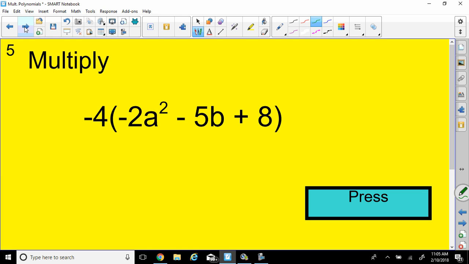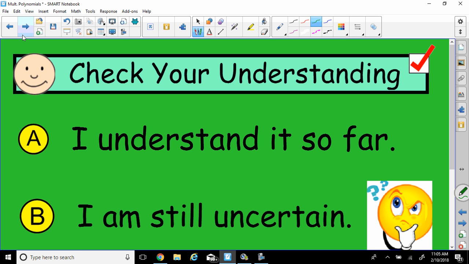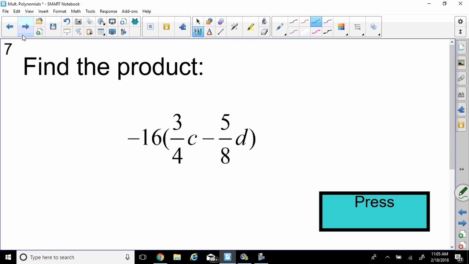Here's a question for you to try. Don't let the little exponent of 2 scare you. Just do your distributive property. Hope you understand what's going on so far. If you don't, write down your questions. Bring it in tomorrow. Rewatch the video if you have to, and we'll continue on. Hopefully you'll understand as we try some more.